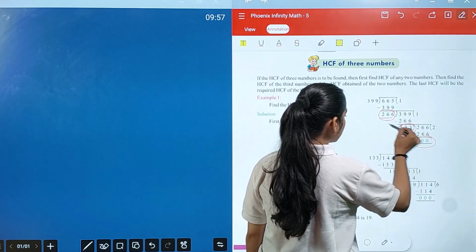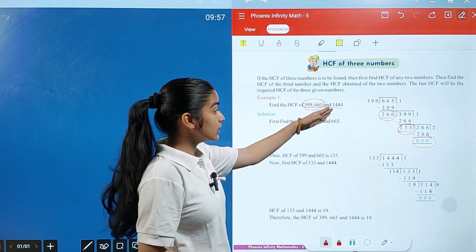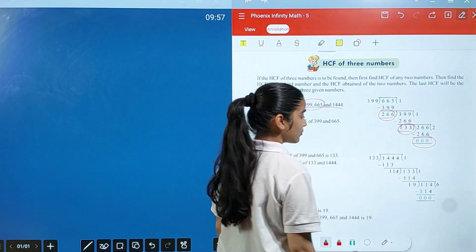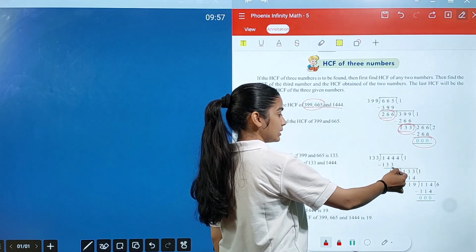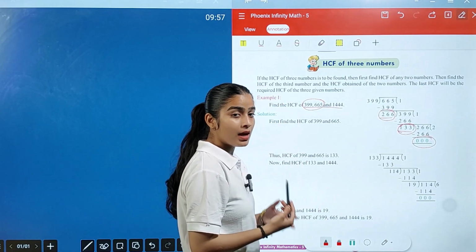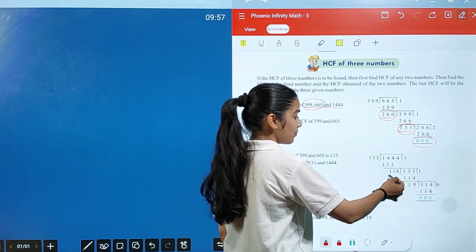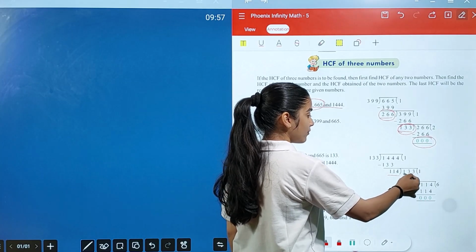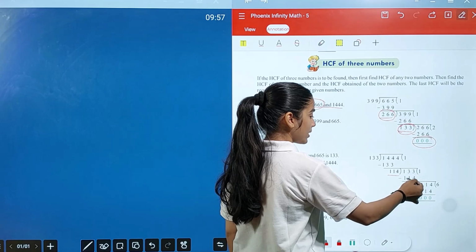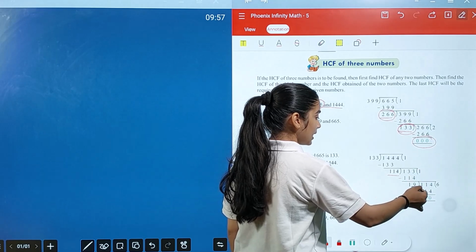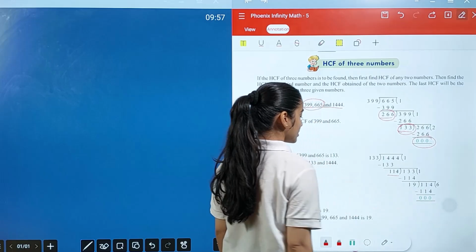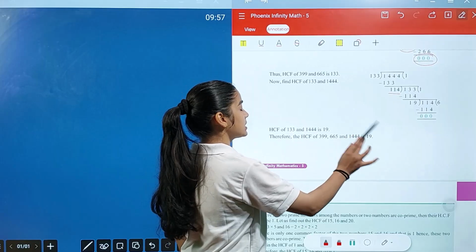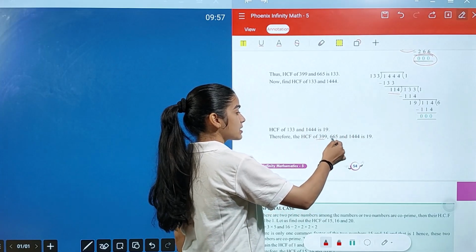So now this 133 will be your divisor for the third number we have, which is 1444. The same process we have to repeat here. For 1444, we take 133 multiples. Then the number we have, 114, is the new divisor for 133. Then 133 minus 114 gives 19. 19 divided by 114 gives 0 as the remainder. So at the end, you write that 19 is the HCF of 399, 665 and 1444.